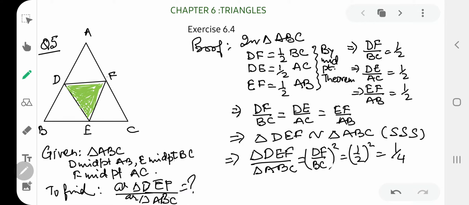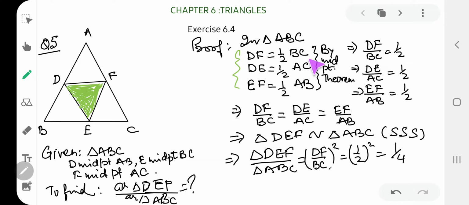Children, I will let you recall the midpoint theorem that you did in class 9th. So D and F are the midpoints of AB and AC. Therefore, DF is the line joining midpoints of two sides of the triangle. So we can say that this is equal to half of the third side. So DF is equal to half of BC. Similarly, DE is half of AC, and similarly EF is half of AB. All these three things are by midpoint theorem.